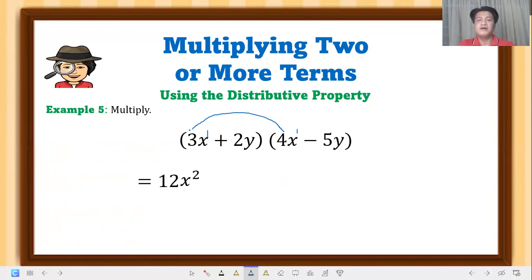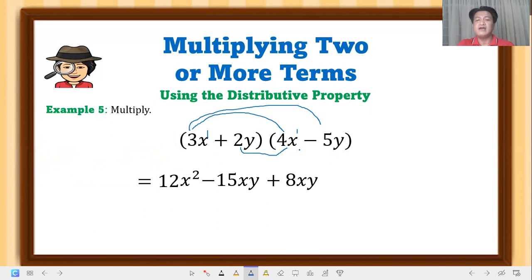Okay, second term tayo. We have this 3x times negative 5y. We have to multiply first the numerical coefficient. That is 3 times negative 5, that is negative 15. And since wala po silang kaparehas na same base, copy mo yung xy. Okay, we have this. Dito naman tayo.